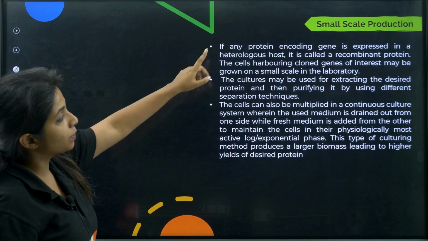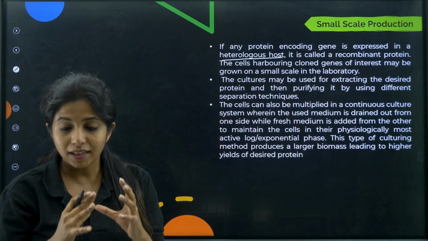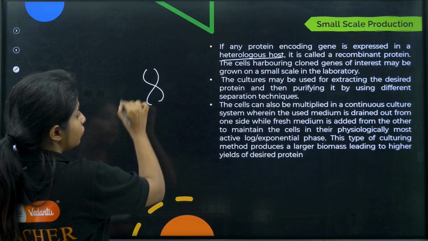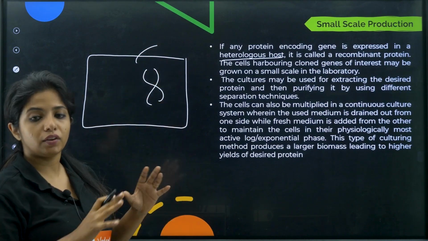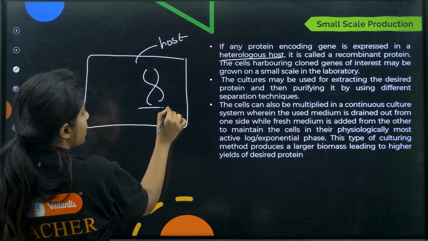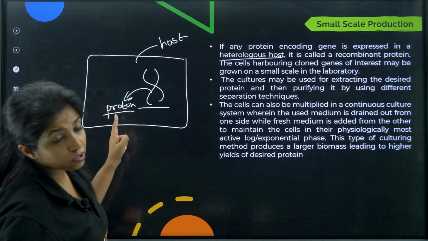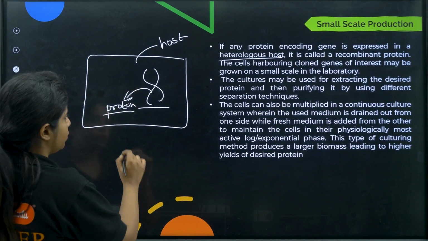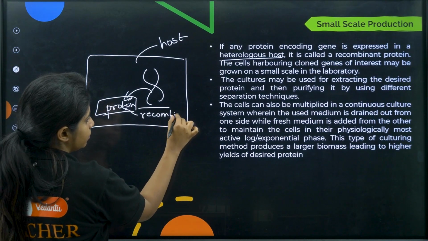So over here, if any protein encoding gene is expressed in a heterologous host, that is, if a gene of interest is being expressed in a host that does not have anything to do with our gene of interest, and this host is making a protein, it is known as a recombinant protein. It's not their protein, it's our protein, our gene of interest that we have put over there. So this is what a recombinant protein is.